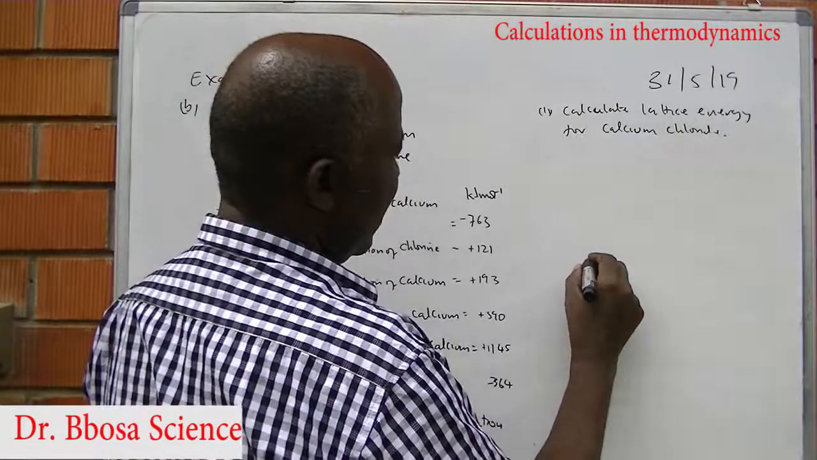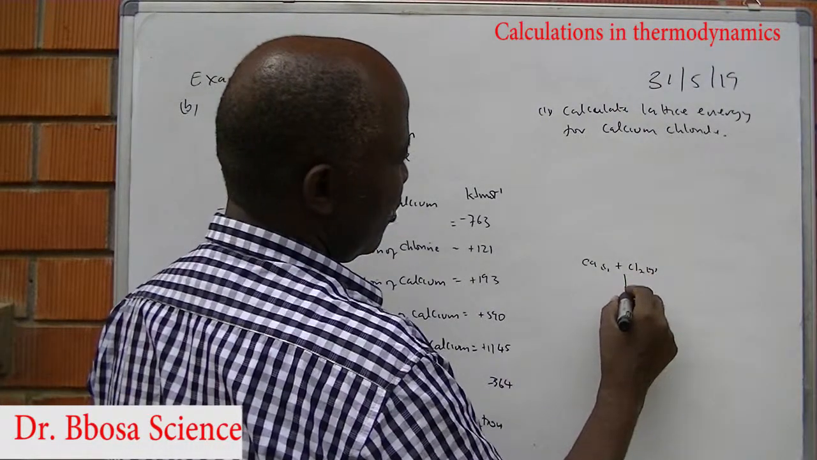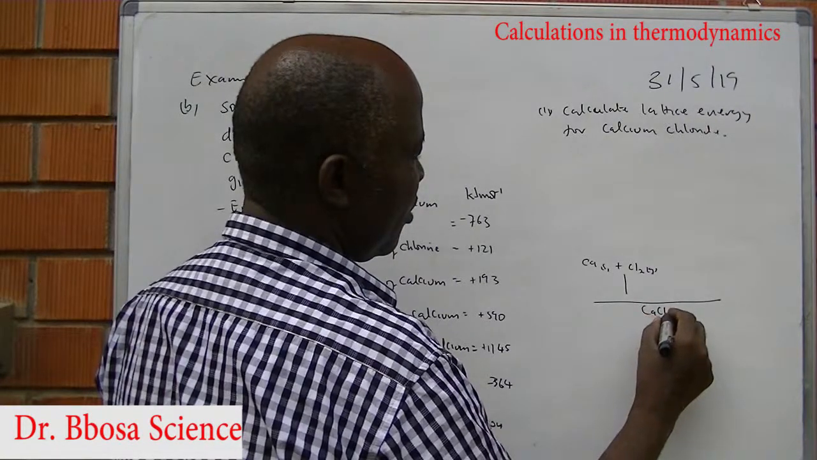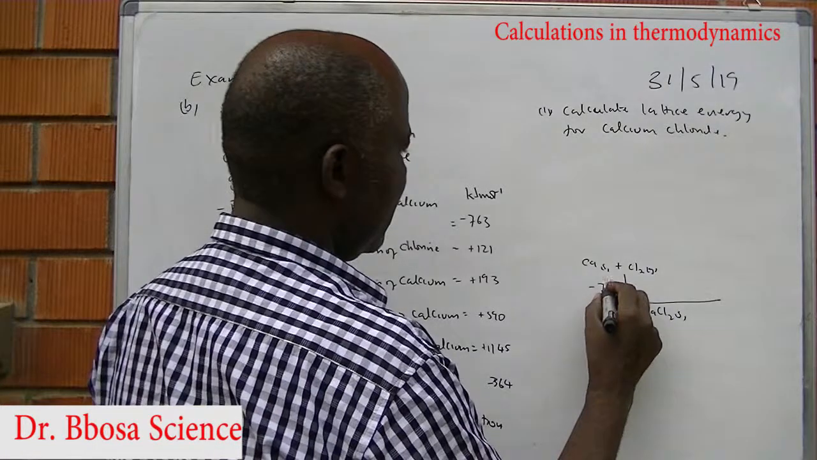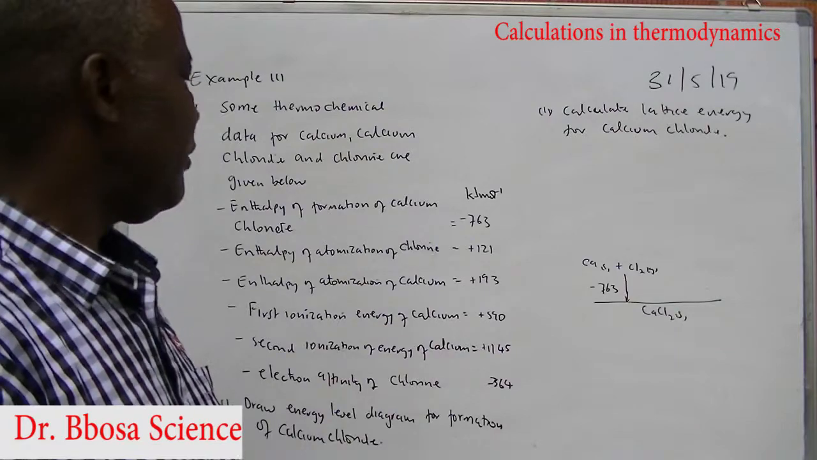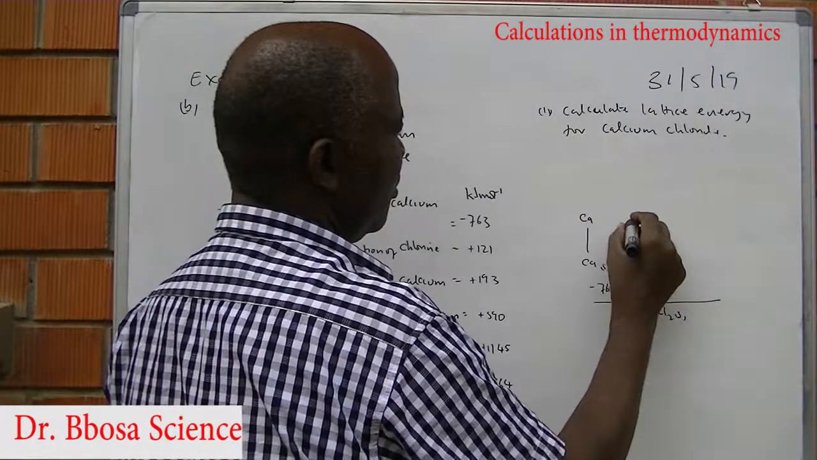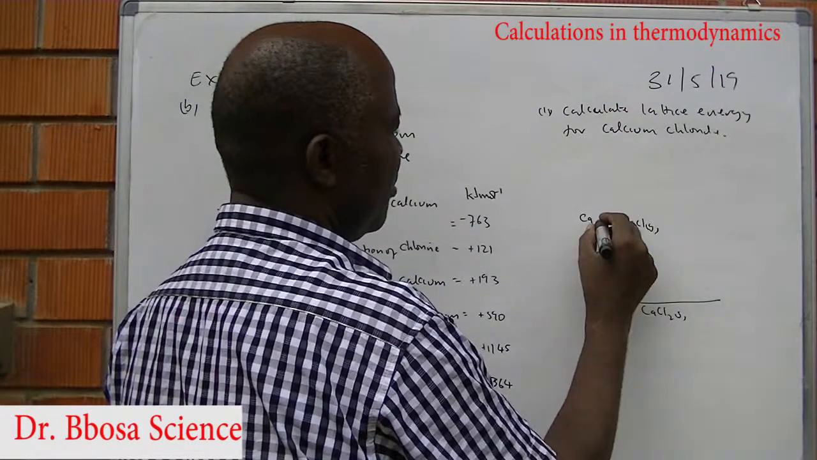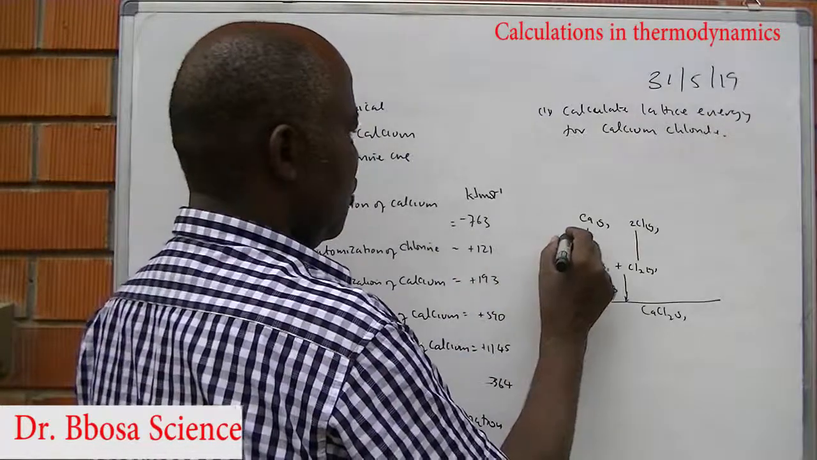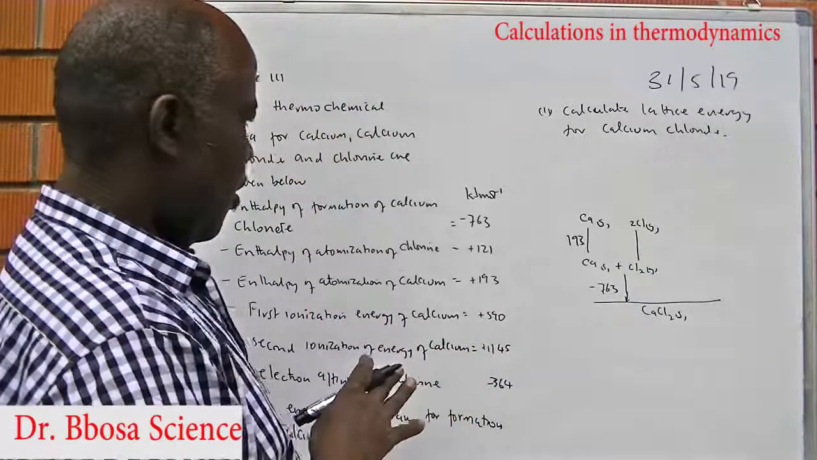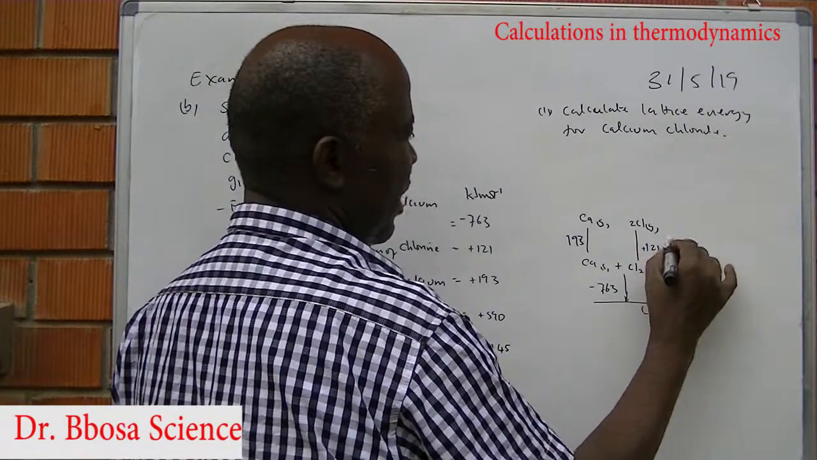One would find calcium plus chlorine, two gas, will form calcium chloride solid. The enthalpy of formation is -763. Then this one first forms calcium gas and two chlorine atoms gas. The enthalpy of atomization of calcium is 193. The enthalpy of atomization of chlorine is 121, but there are two, so we multiply by two.